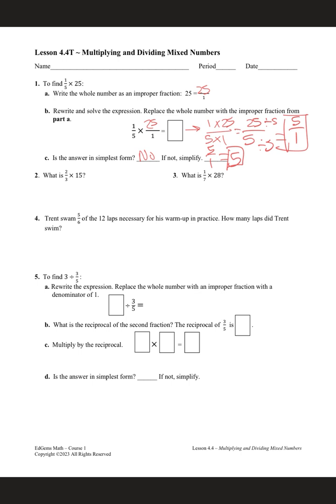Okay, so on numbers 2 and 3, it's pretty straightforward, pretty simple. It's exactly like number 1 in process. It's just the numbers are different. So here we go with number 2.